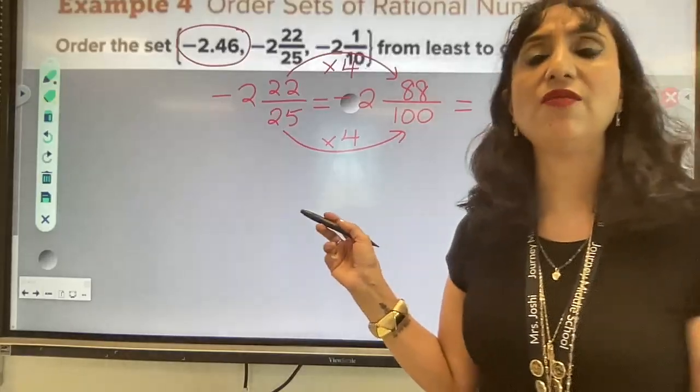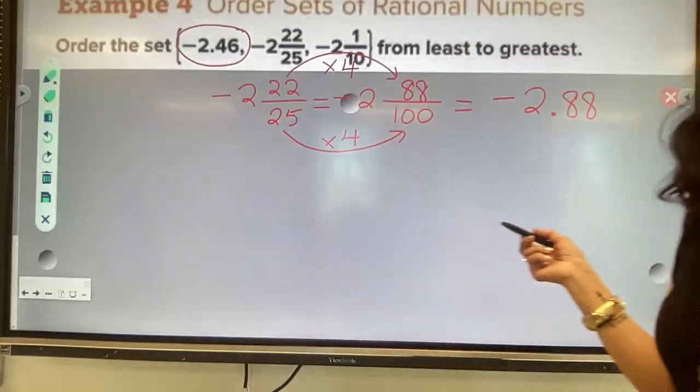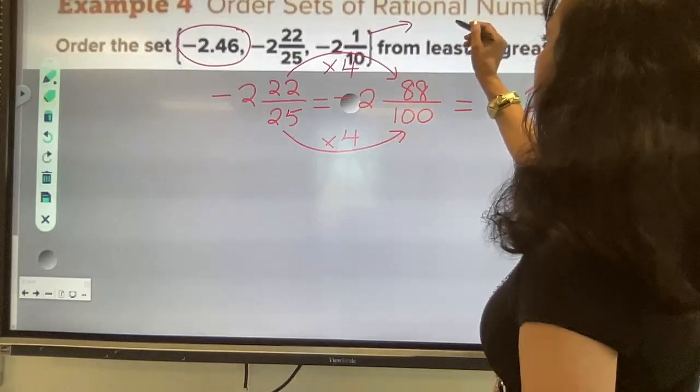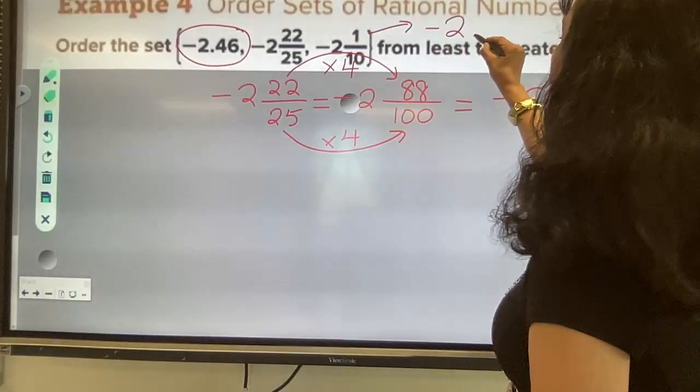Let's change negative 2 and 1/10. Okay. So if I have negative 2 and 1/10, this one here, how I'm saying it is how I'm going to write it.